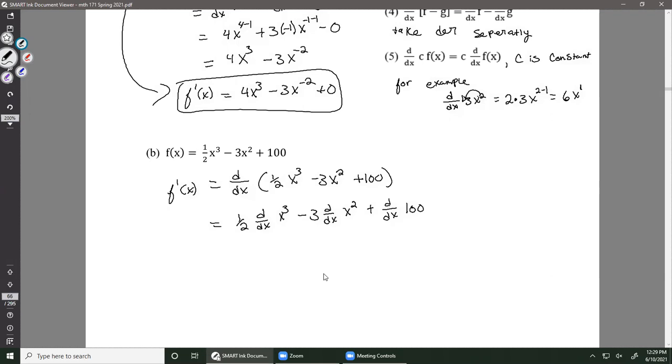All right, now I'm going to take the derivative. Remember that number drops down and we subtract 1. So we get 1/2 times 3, x to the 3 minus 1. This next one, that 2 drops down, so I have negative 3 times 2, x to the 2 minus 1. And this last one doesn't have any x's, and when it doesn't have any x's and you're taking the derivative of it, it goes to 0.